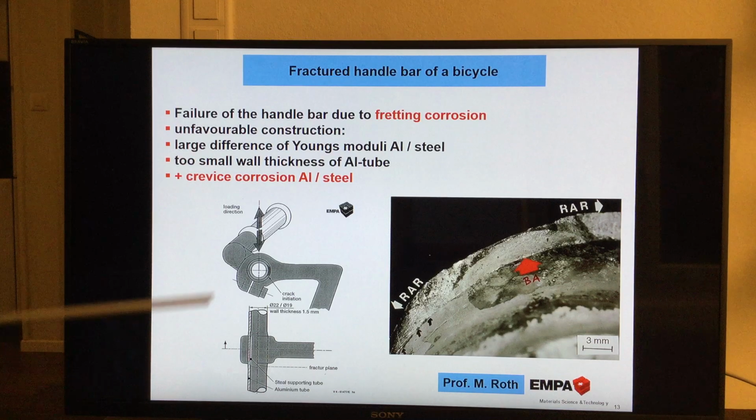Okay, so that was now very shortly the introduction, the first lecture, fracture handlebar for bicycle.